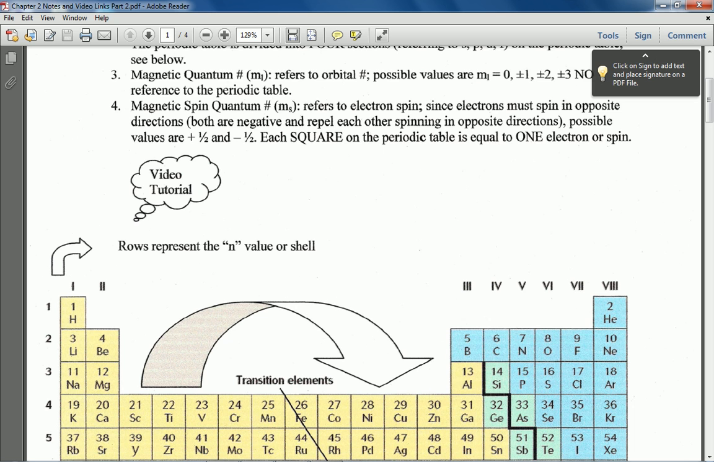Meaning they'll spin in opposite directions. One will spin away in this direction, one will spin away in the other, and basically our spin numbers, or m sub s quantum numbers, can have only two. Regardless of what shell, subshell, or orbital you're in, your two electrons can only ever have these two values, which is plus 1/2 and minus 1/2. Plus and minus representing opposite directions, and the 1/2 meaning 1 out of 2, or 1/2 of the pair of electrons, meaning one electron spinning in one way and the other half spinning the other way.